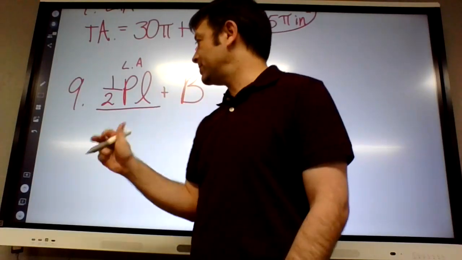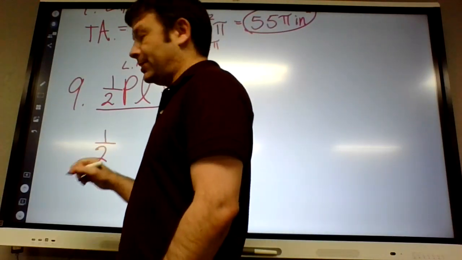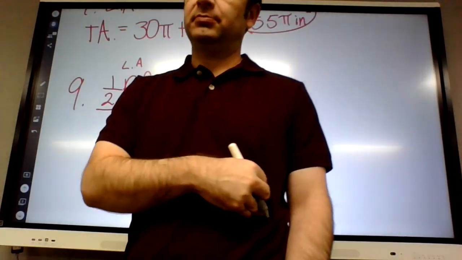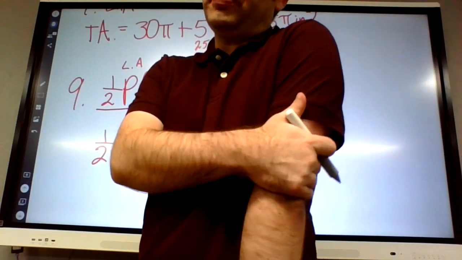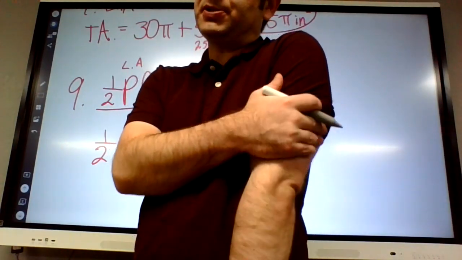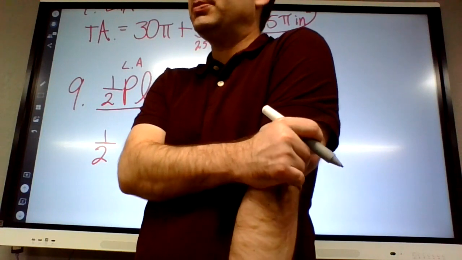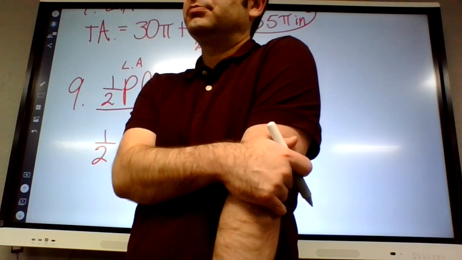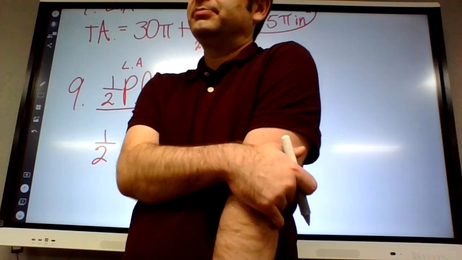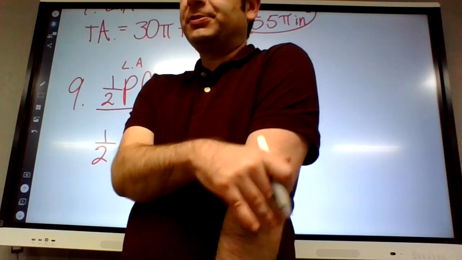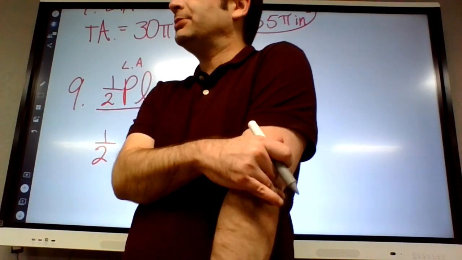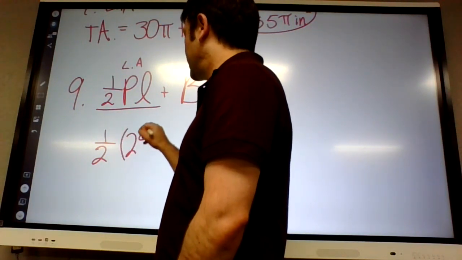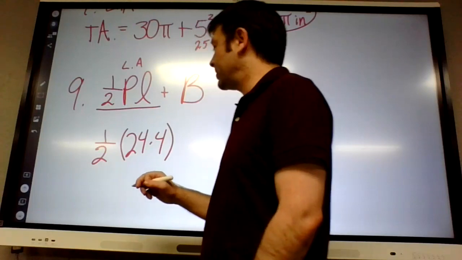How would we find the perimeter on number 9? Perimeter of the base. These are all regular bases. That means the base is a square on number 9. So how would we find the perimeter of that square? Well, 24 plus 24 plus 24 plus 24. What's the easier way to do it? 24 times 4. So I'll just go ahead and write that down without actually doing it yet.